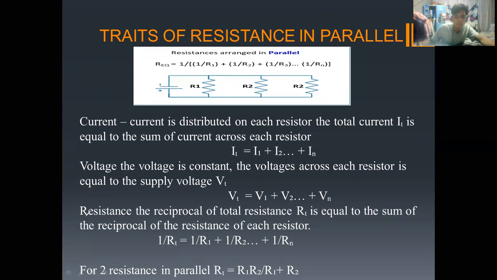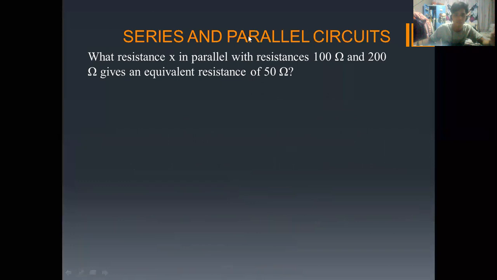And then, ang pinagkaiba nga lang niya, yung sa resistance niya is naka-fraction, kasi nga reciprocal siya nung sa series. Ayan, for two resistances in parallel, yung R sub T niya is equal to R sub 1 multiply by R sub 2 over R sub 1 plus R sub 2. Sabi dyan. So, next natin.